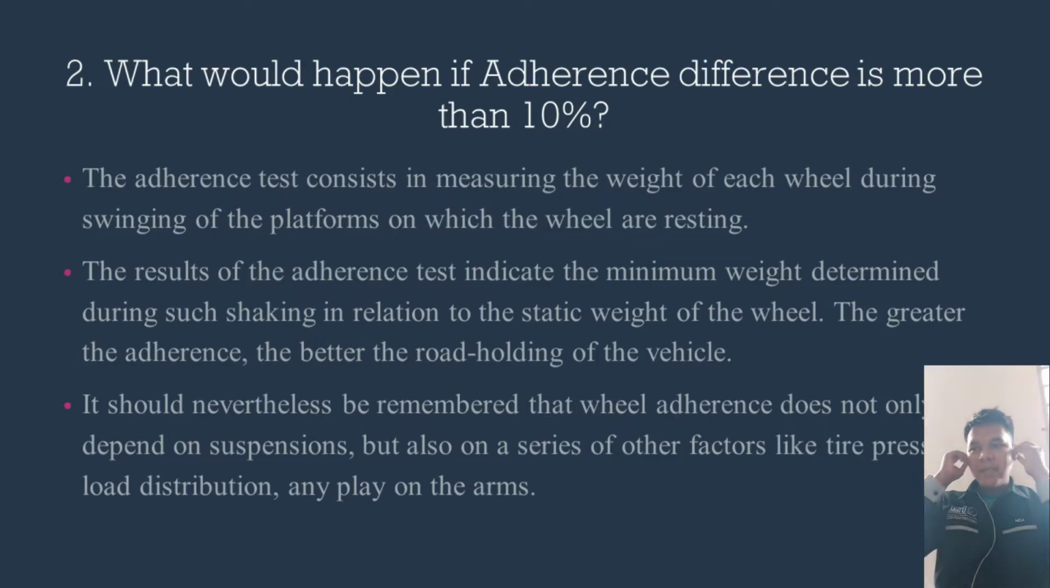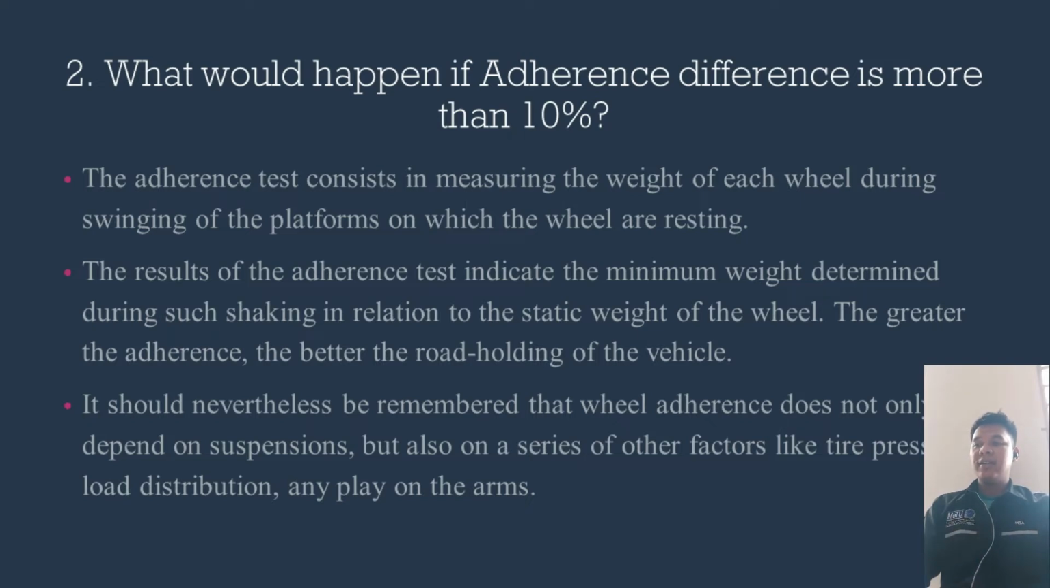What will happen if the adherence difference is more than 10%? The adherence test consists of measuring the weight of each wheel during swinging of the platform on which the wheels are resting. The addition of the four wheel weights gives the weight of the full vehicle.